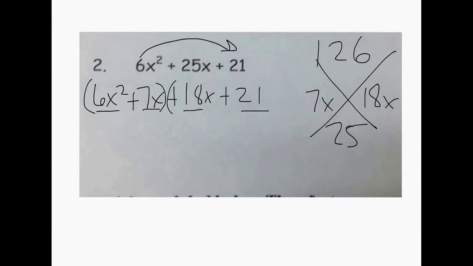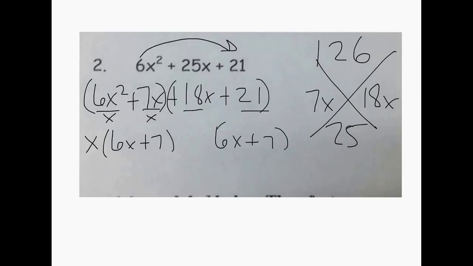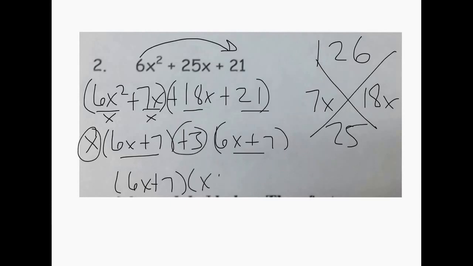And I group. 6x squared and 7x have just an x in common, so I divide out the x in both of those, and this becomes 6x plus 7. I know this is also going to be 6x plus 7, and the GCF of 18 and 21 is 3, so this is plus 3. So that's my first part of my answer, 6x plus 7. And then the second part is the x plus 3.